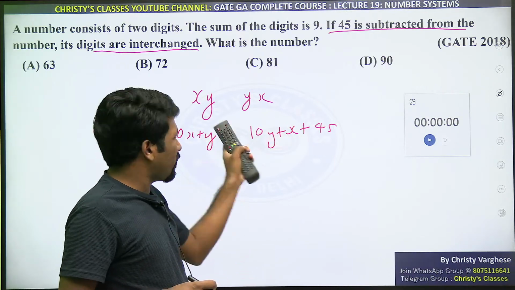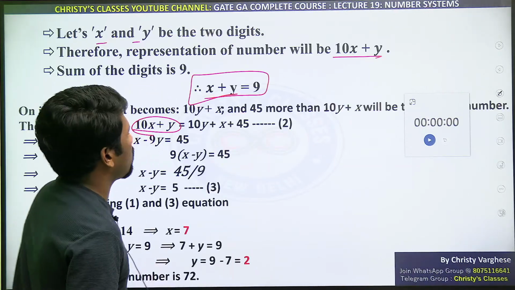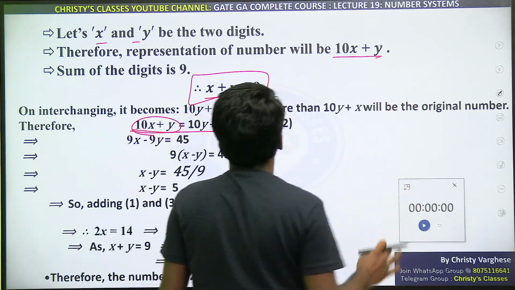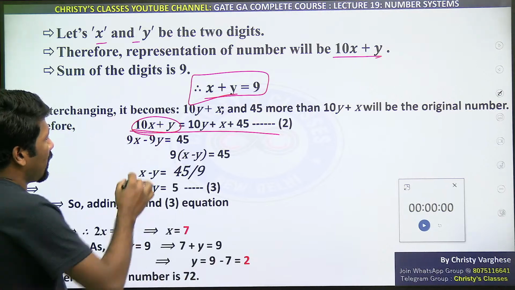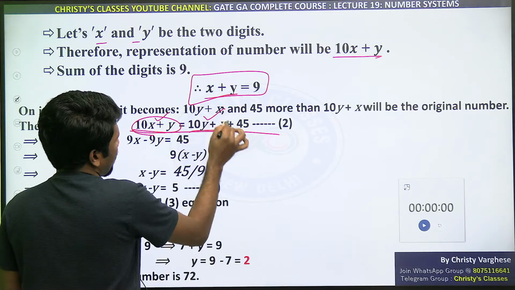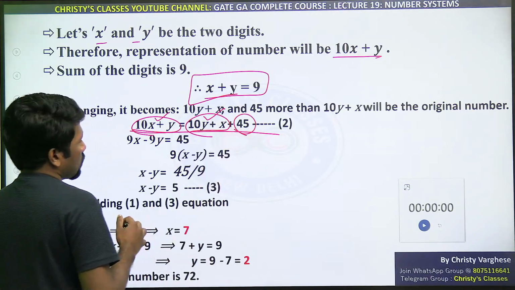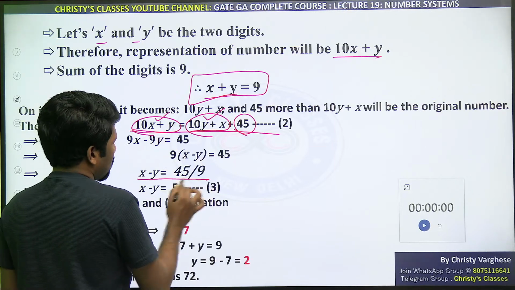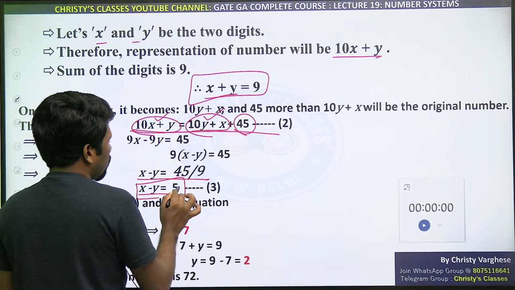Otherwise you subtract 45 and then in the next step you take 45 to the other side. I hope this is clear. Now if we simplify this equation, you can easily get the answer. 10x plus y is equal to the original number, which is equal to the interchanged digit number plus 45. So if we simplify this, we can take 9 common. x minus y equals 45 by 9. x minus y equals 5.